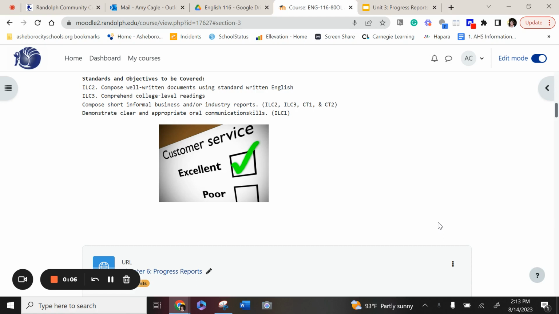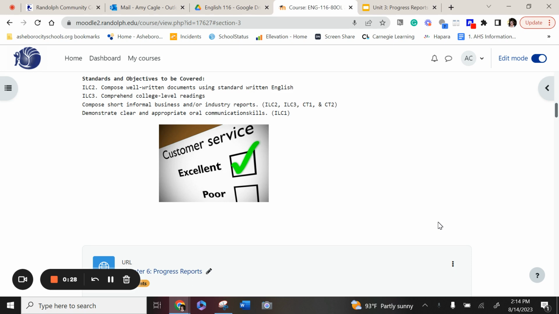So, in this unit, you are going to be writing a progress report on a service that your company, that you've been working with, has completed during the time that a service is being rendered. This is your first unit that is going to take you 2 weeks. There will be a few units that will take multiple weeks.